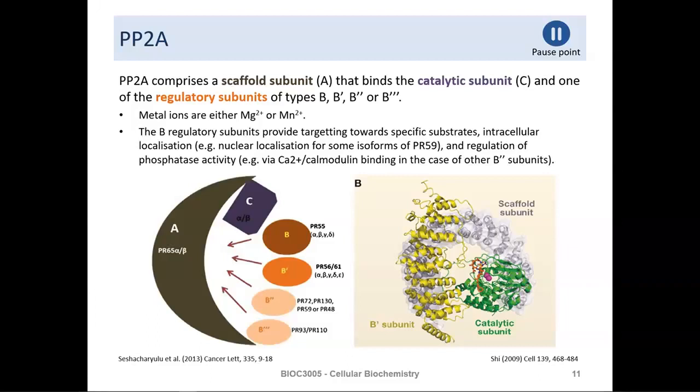If we take a look at the B'' or double prime group, the PR59 regulatory subunit is for intracellular localization, and this targets to the nuclear site. For other B subunits in this group, they have functions in regulating the phosphatase activity, such as through the calcium calmodulin binding.